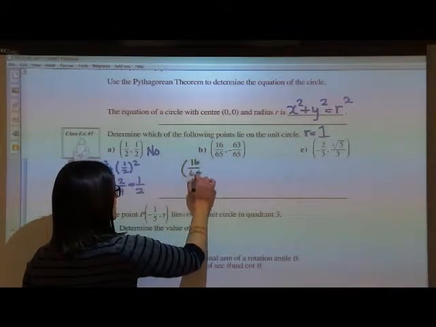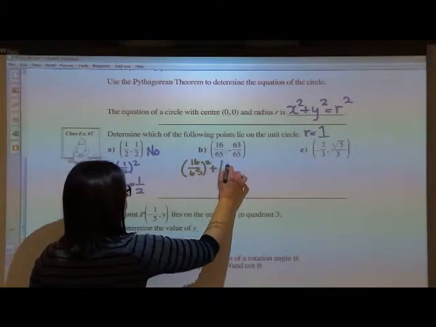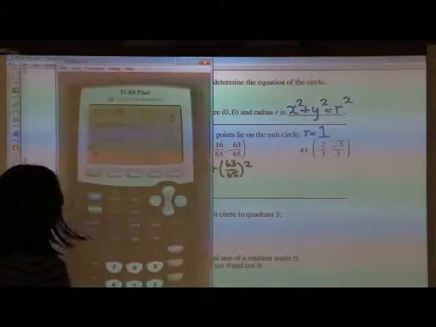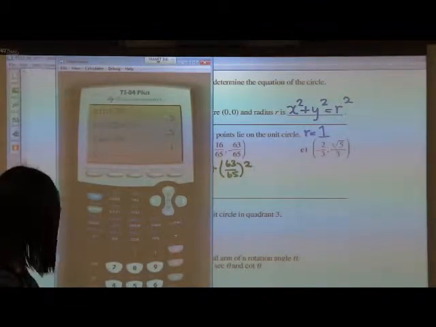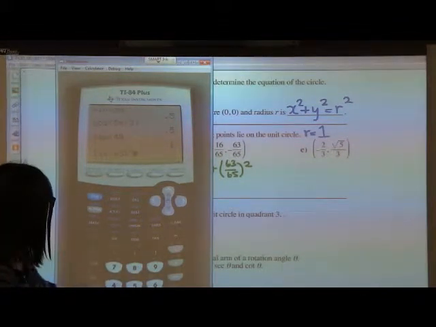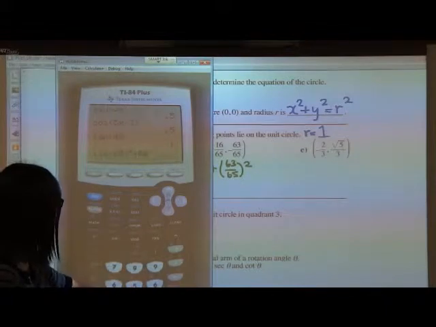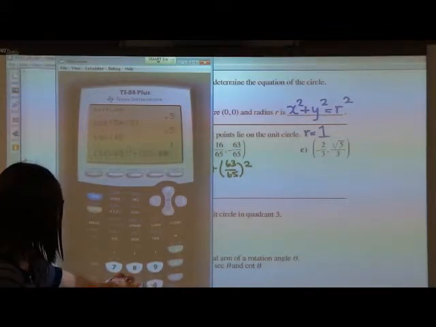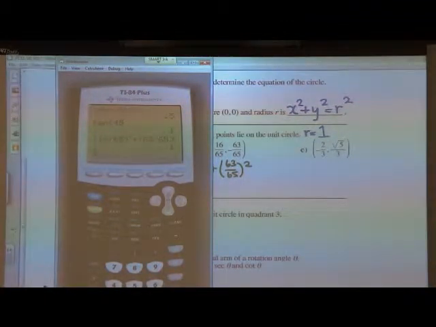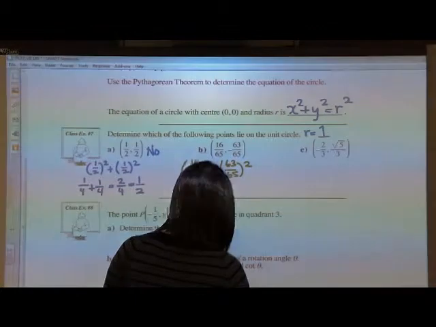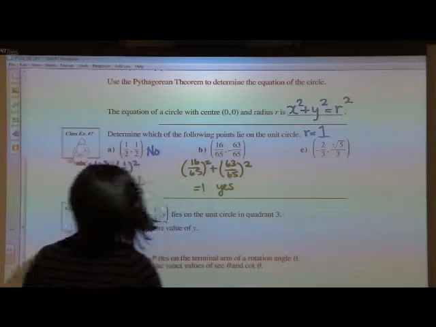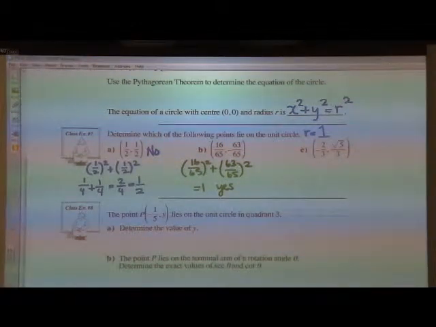So 16 over 65 squared plus 63 over 65 squared. So if I take my calculator, bracket 16 divided by 65 squared plus bracket 63 divided by 65 squared. Enter. I get 1 for an answer. So yes, this is in fact on the unit circle. Okay, take a moment and try to do C.